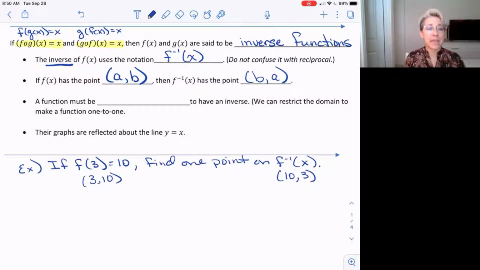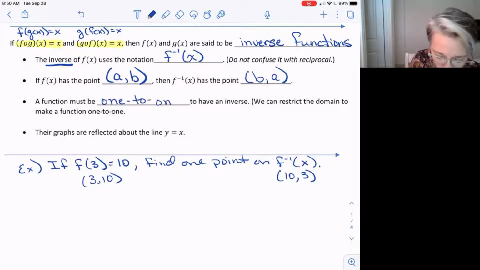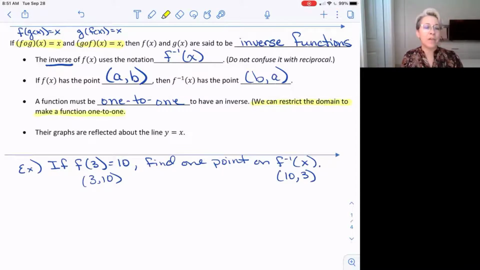But this is a basic foundation here. And also remember, a function must be one-to-one in order to have an inverse. So one of the things that we can do is we can restrict the domain to make the function one-to-one. In other words, say we're only going to define it from 0 to infinity to keep it a one-to-one function. Okay.